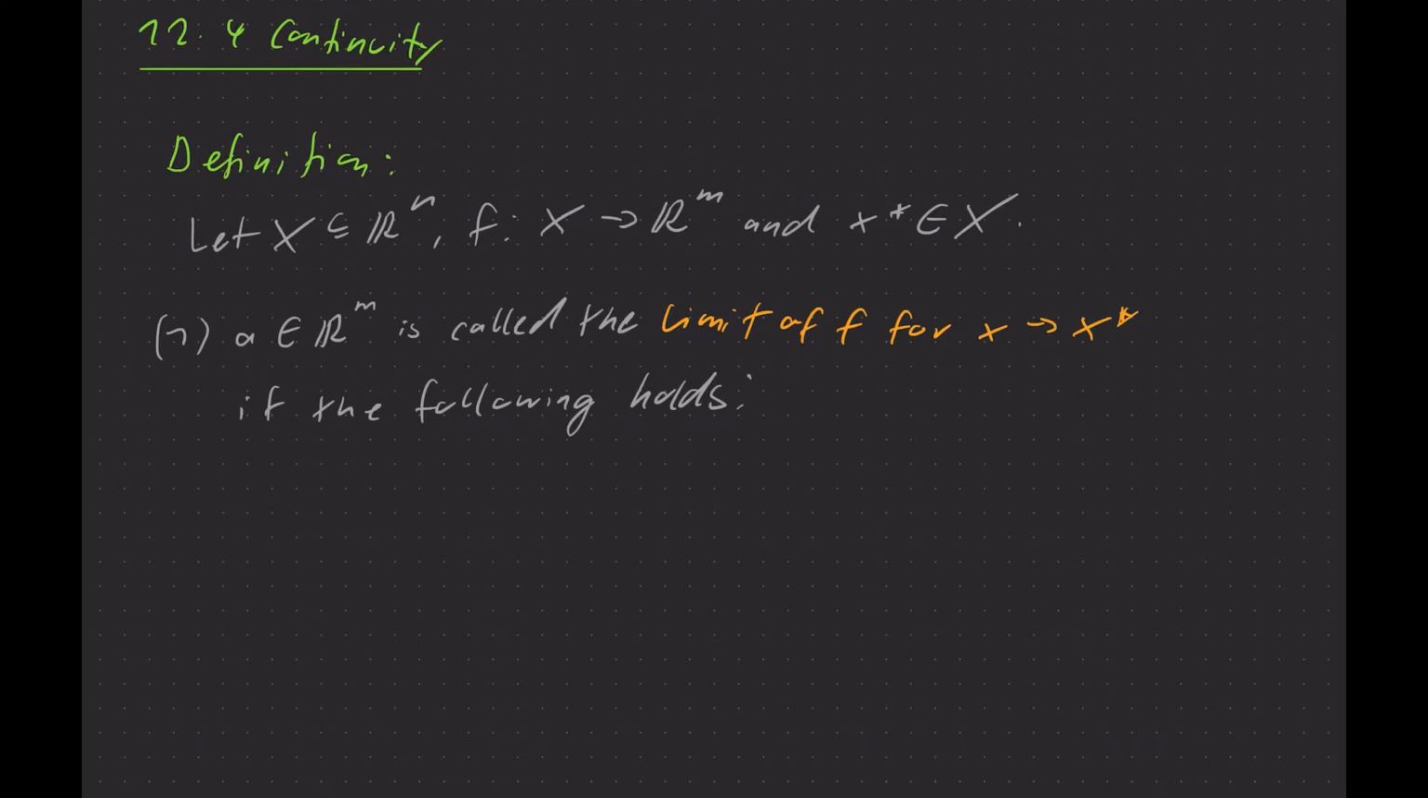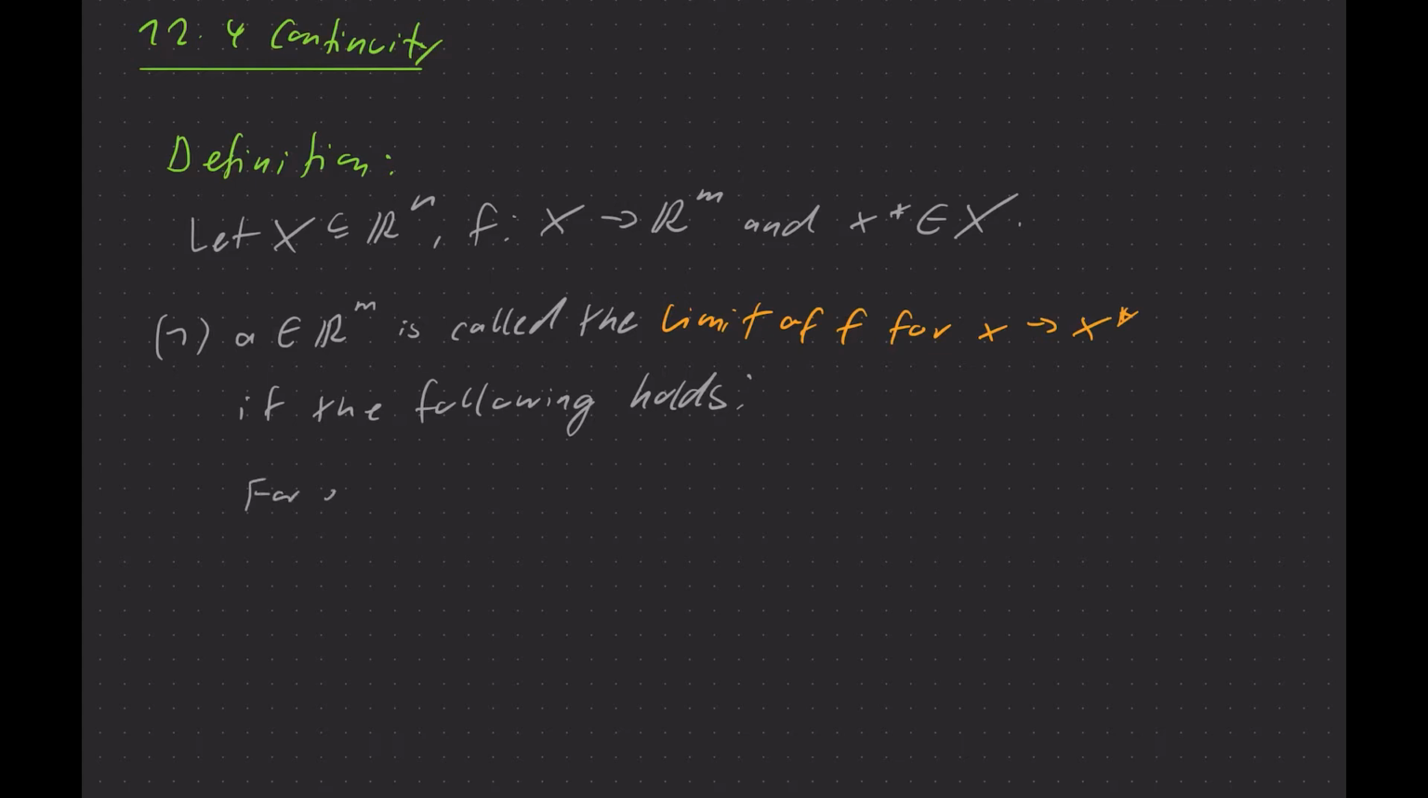What we do is, as in one dimension, we're taking a sequence that converges to x star, and then we use that to define a sequence of function values and see if that also converges to a. And we do this for every possible sequence that is in the domain X and converges to x star. If that works for every possible sequence with these properties, then we say that f of x converges to a.